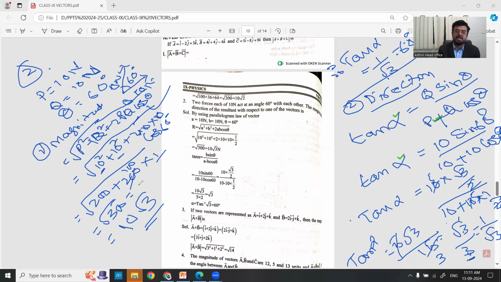Because 300 you can write as under root of 100 plus 3. Root 100 is 10, root 3 is root 3. Now we move to problem number 3.